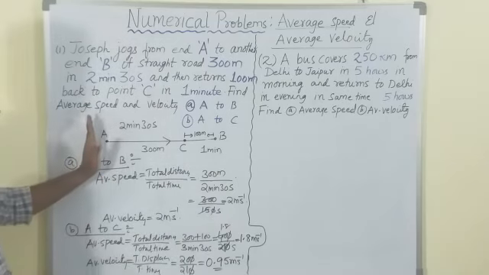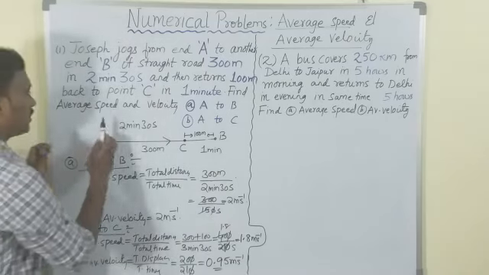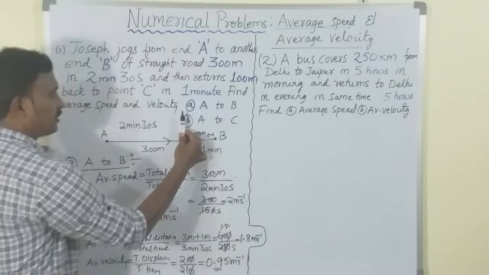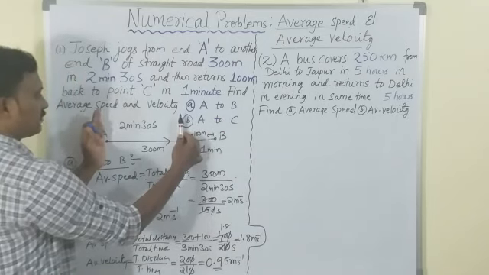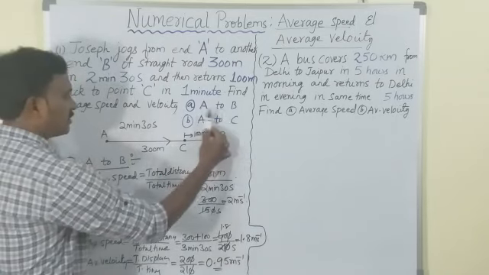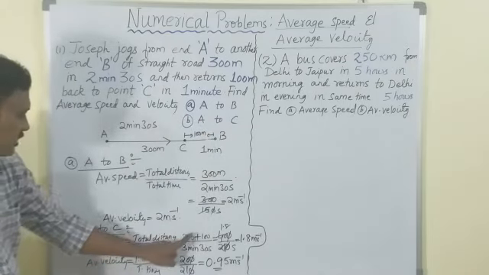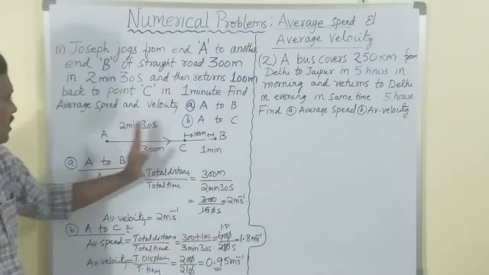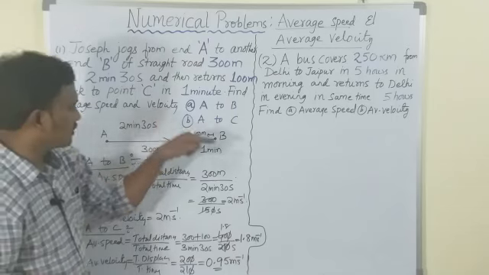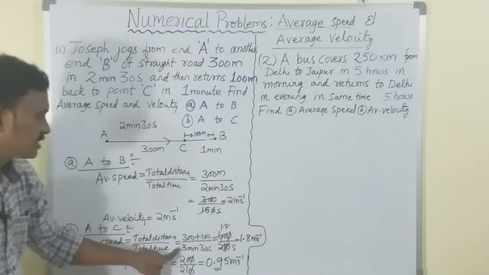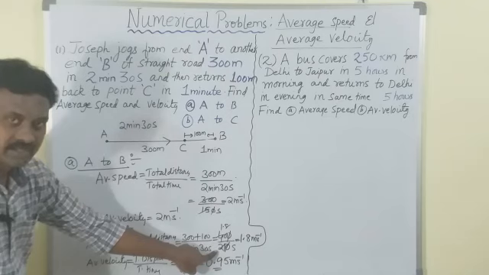Now coming to A to C, the body came to B and again it came back here. Now what is the distance? 300 plus 100, 400 meters. And the time is 2 minutes 30 seconds plus 1 minute, that is 3 minutes 30 seconds, around 210 seconds.